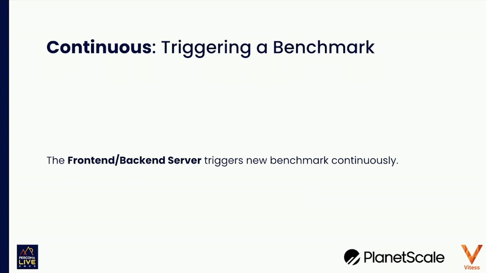It is continuous because basically that front-end, back-end server is the one triggering benchmarks continuously. You don't have to do anything to trigger a benchmark, except if you want to manually benchmark a pull request. So we have 3 different triggers. First one is we trigger a benchmark every night at midnight on the main branch and on all the release branches that we have in the code base.